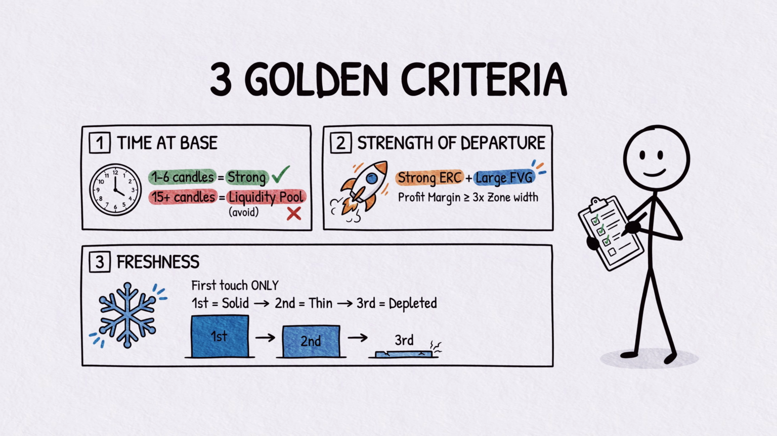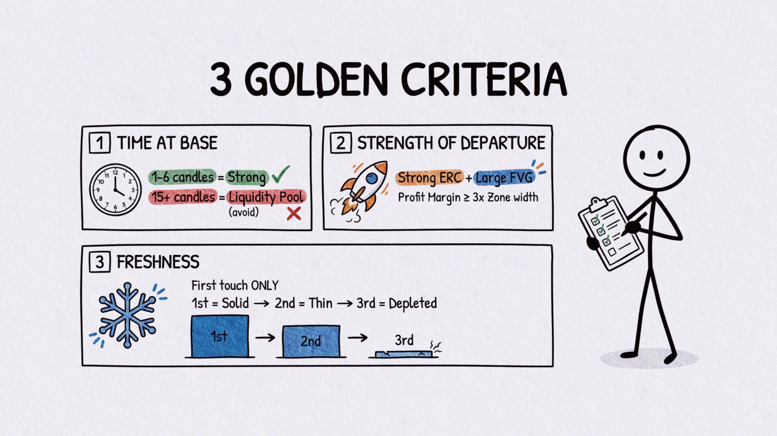Criterion 2, strength of departure, the departing force. The ERC must create shock and awe. Strong ERC, large FVG, valuable zone. If price leaves the base sluggishly, small candles stacking up, no institution participated there. And the profit margin rule: the price distance from proximal to the furthest point after departure must be at least 3 times the zone width, meaning the distance from proximal to distal. Purpose, ensure there's enough room for risk-reward when price returns to test. If the zone is right next to the next resistance, R to R isn't worth it.